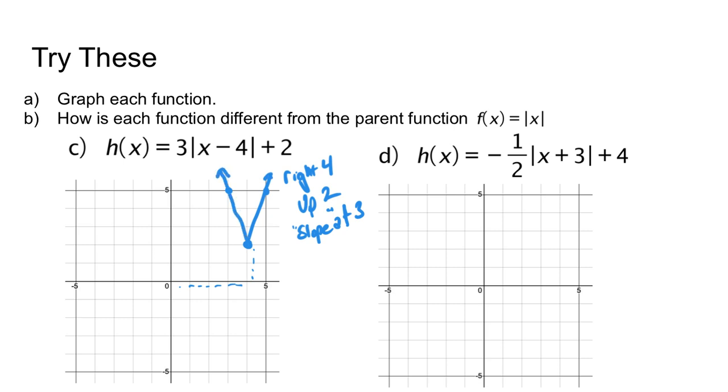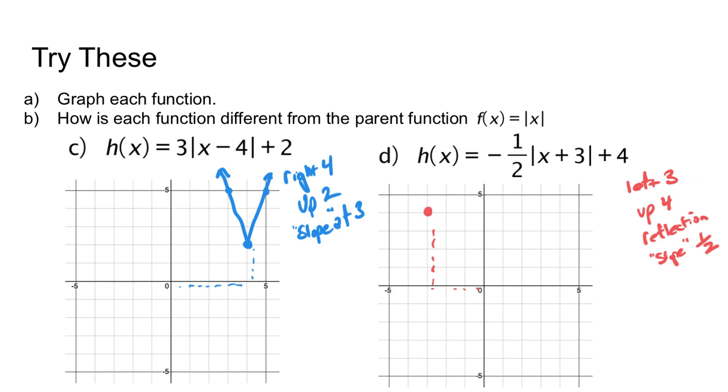What about for letter D? You should think in this problem that we're going to the left 3 units, up 4 units. Ooh, and look here, negative 1/2. So we've got 2 things going on. We have a reflection, and we have a slope of 1/2. So let's get there. So we go left 3, up 4, puts my vertex right here.